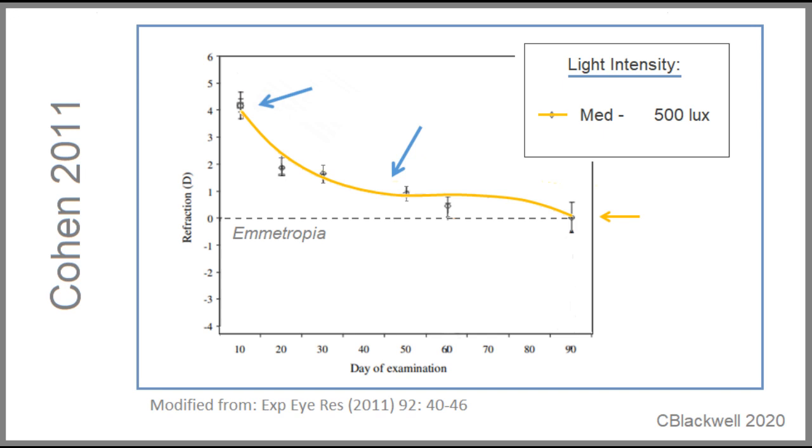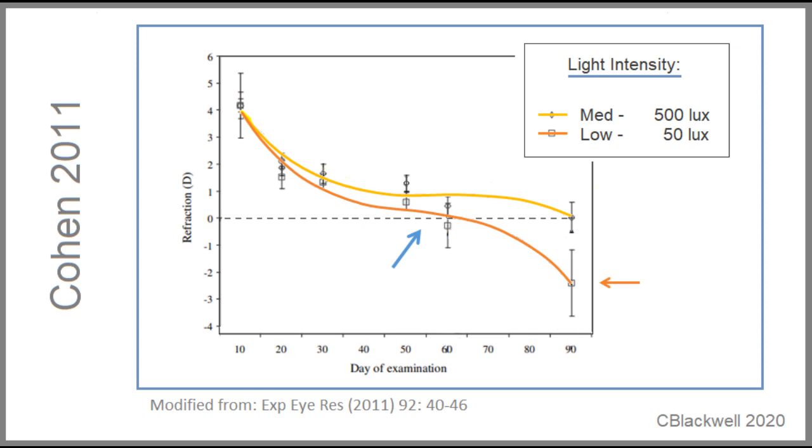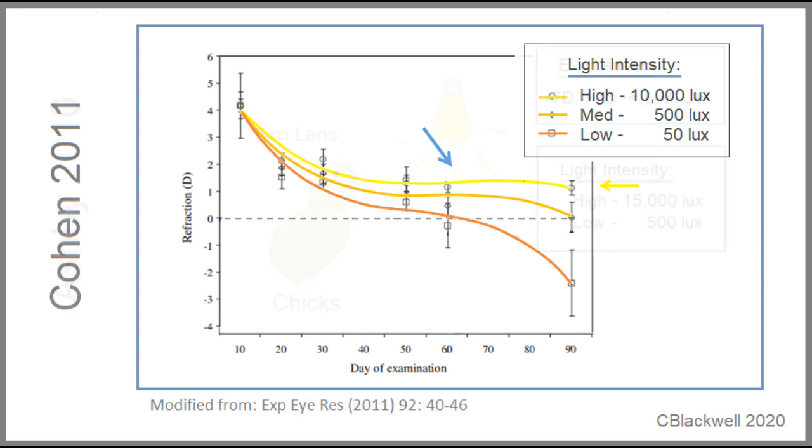For medium intensity light, this would be the normal growth curve. The eye started out hyperopic and progressed toward emmetropia, as expected. Those in low intensity light progressed to myopia, like in form deprivation. What then would be expected with bright light? Exposure to bright light, the yellow line, slowed development, resulting in mildly hyperopic eyes. Thus, with no lenses, bright light slowed progress toward myopia.